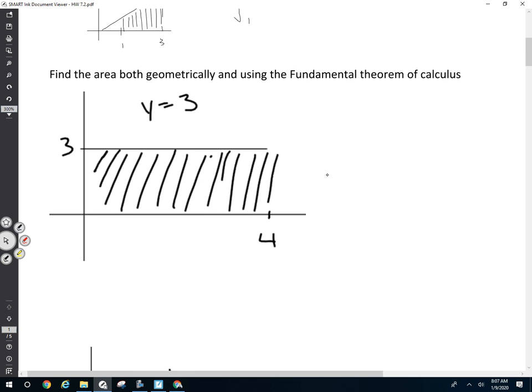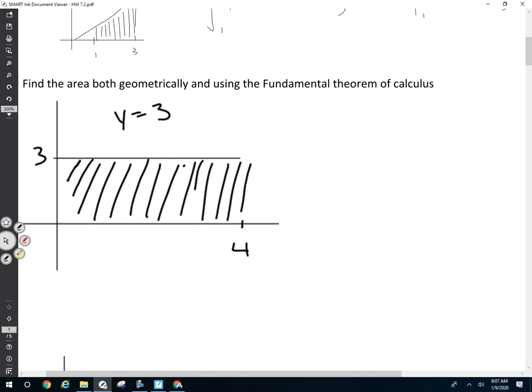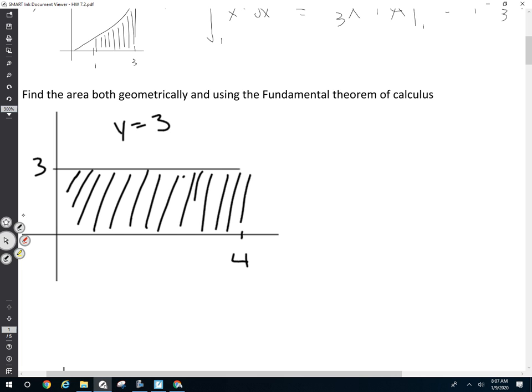Okay. Now, what's great is that if you have straight lines, here are some straight lines, you could find the area both geometrically and using the fundamental theorem of calculus. And this is just one way to show you that this antiderivative technique, this finding the position, will work. So here I got y equals 3. So geometrically, I can find this area. It's easy. 4 times 3, that's 12.